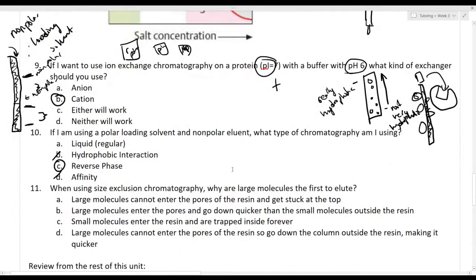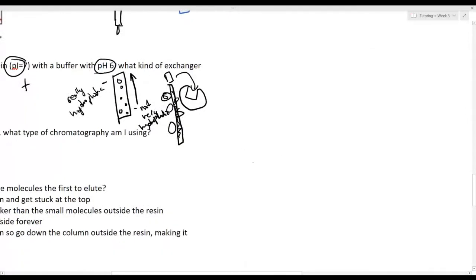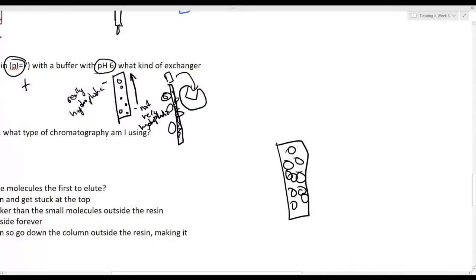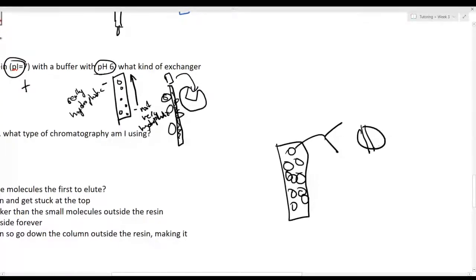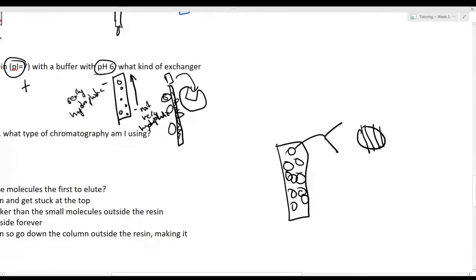Whew, this is a fun one. When using size exclusion chromatography, why are large molecules the first to elute? Okay, so let's talk about it. Size exclusion chromatography is, again, you have this column, and inside of it you have these resins kind of all over. And these resins have tiny little holes in them. So I want to take that out and expand that. It's got this little hole through it, this little hole through it, all over. And so as I load my stuff into it, the big stuff isn't going to be able to fit through this hole.